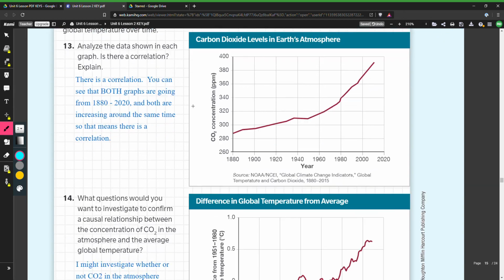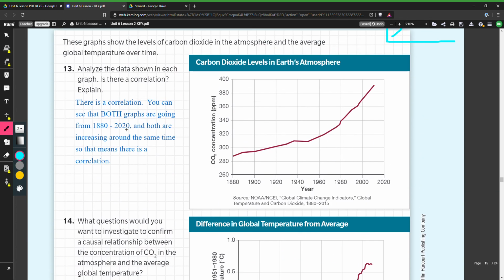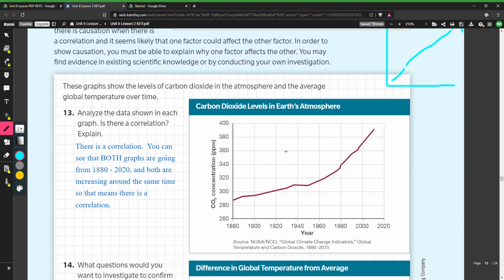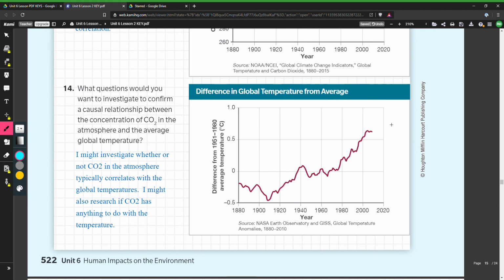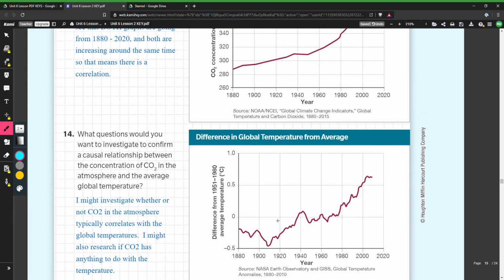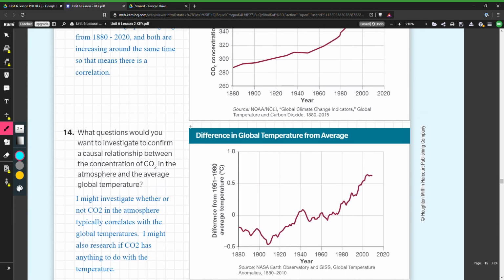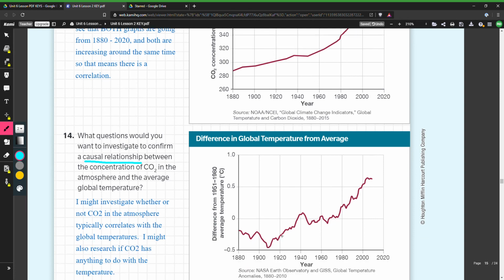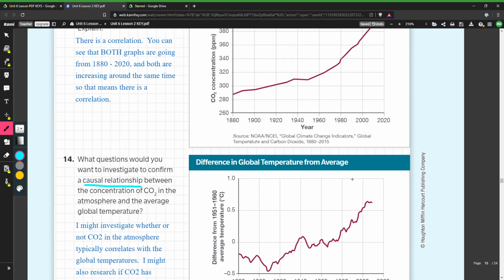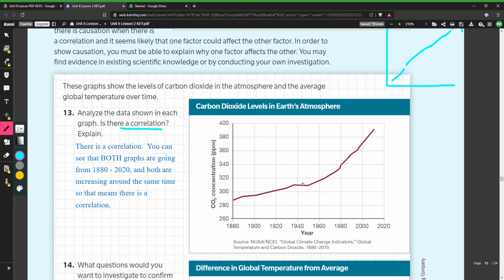And these two graphs are looking at that. So this is talking about, do these two graphs show correlation? And they do show correlation because they're both going up, right? They're kind of going up at the same time. So these have correlation. But how could you figure out if they have a causal relationship? How do you know if this one is going up because of this is happening? Like, this is the temperature.